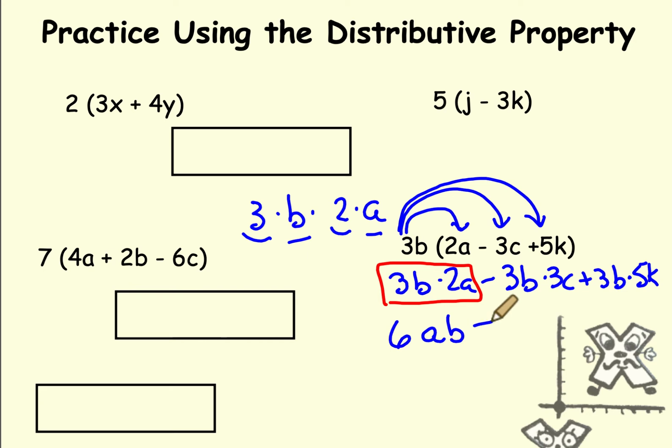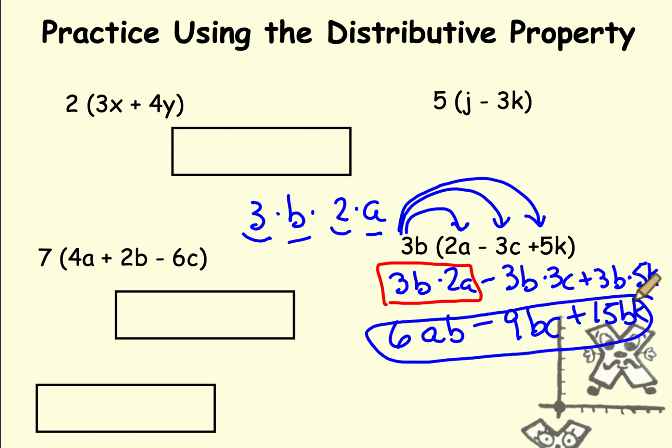So the next one, keep our minus sign. Do we know what 3 times b is? No, but we know what 3 times 3 is, 9. So b and c, we just write them as neighbors. Plus sign. We don't know what b is, we don't know what k is, but we know that 3 times 5 is 15, so we write bk. And there is our expression.